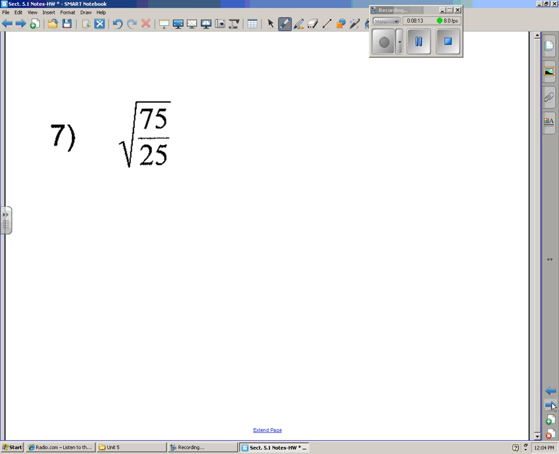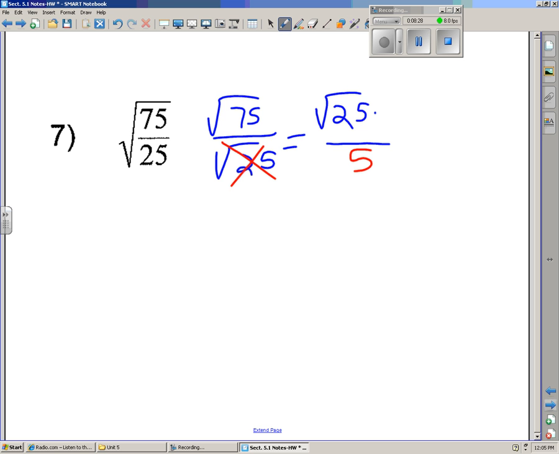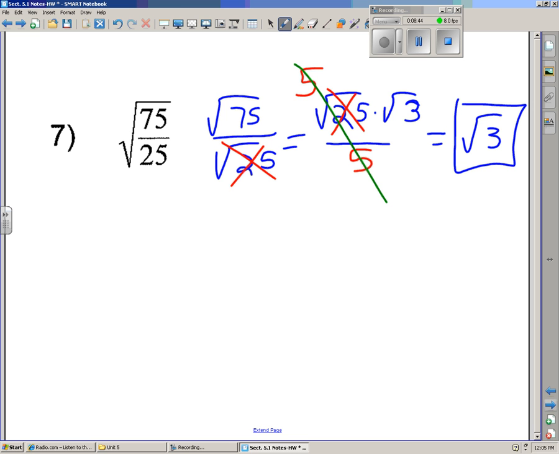A couple more to go. Root 75 over root 25. What's nice again is the denominator is a perfect square. Its square root is just 5. Root 75 is the same thing as root 25 times 3. The square root of 25 is just 5. 5 over itself is just 1. This simplifies just into radical 3.